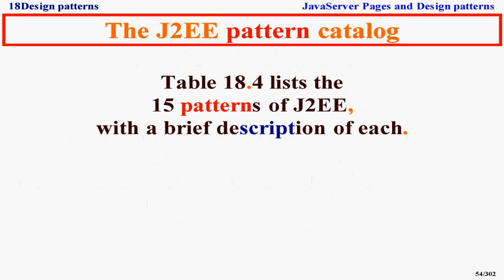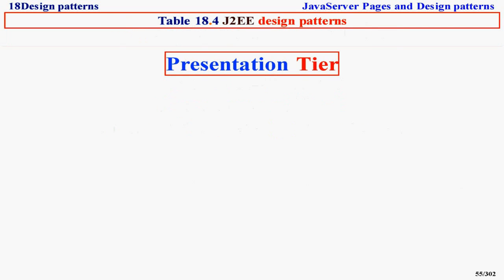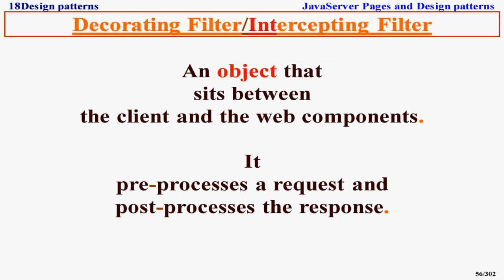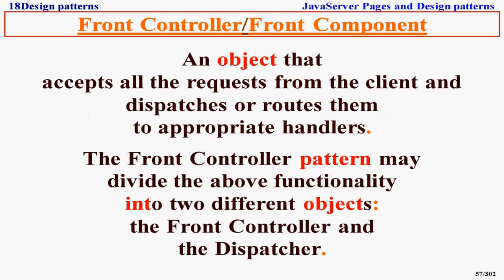The J2EE Pattern Catalog. Table 18.4 lists the 15 patterns of J2EE, with a brief description of each. Table 18.4 J2EE Design Patterns. Presentation Tier. Decorating Filter, Intercepting Filter: an object that sits between the client and the web components. It pre-processes a request and post-processes the response. Front Controller, Front Component: an object that accepts all the requests from the client and dispatches or routes them to appropriate handlers. The front controller pattern may divide the above functionality into 2 different objects, the front controller and the dispatcher.